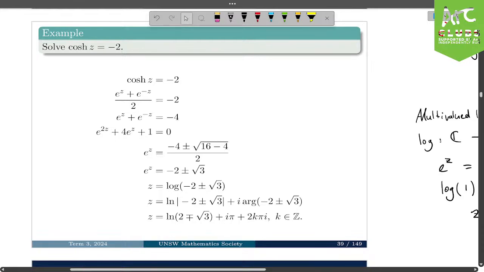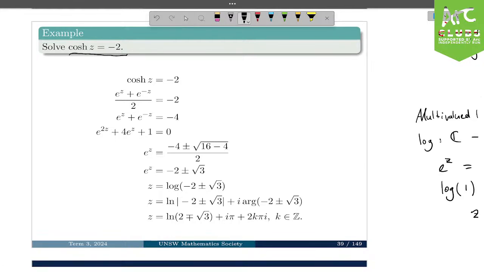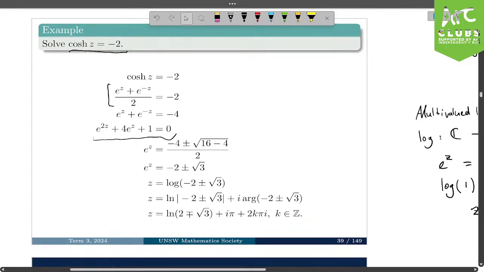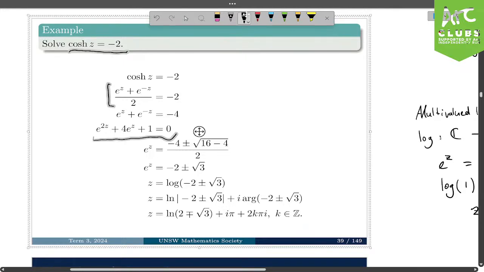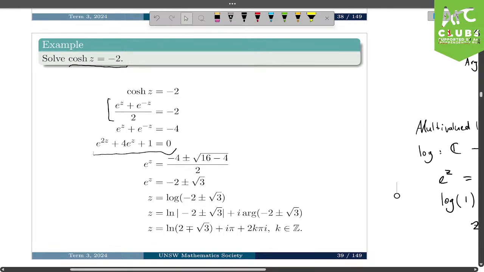We have to solve this equation, cosh z equaling -2. We rewrite this using the definition that we learned before, right? And with some algebraic manipulation, we can get it in the form of a quadratic equation in e to the z, right? And we can just plug that into the quadratic formula, which does work for complex numbers as well. And we get that e to the z has to equal -2 plus or minus √3, right?